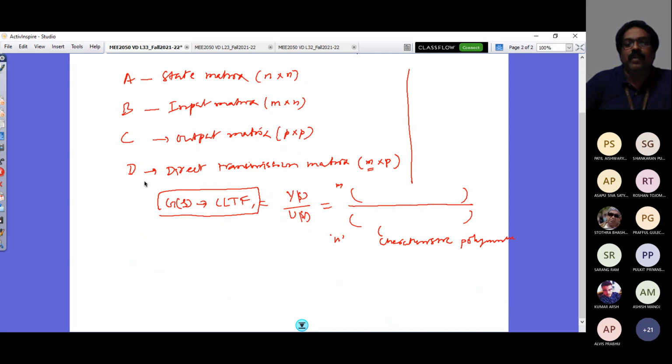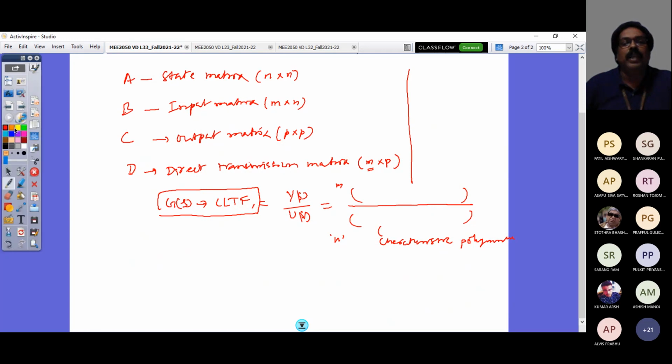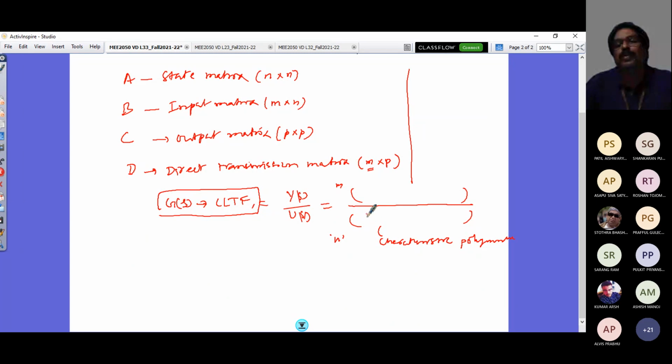And what is the advantage of this? So you see here this determination of transfer function is obtained through the ratio of two polynomials. So these two polynomials, how does it come? You take the Laplace transform of the left hand side and right hand side of the ordinary differential equation with the initial condition 0, and you are able to represent it as polynomials.